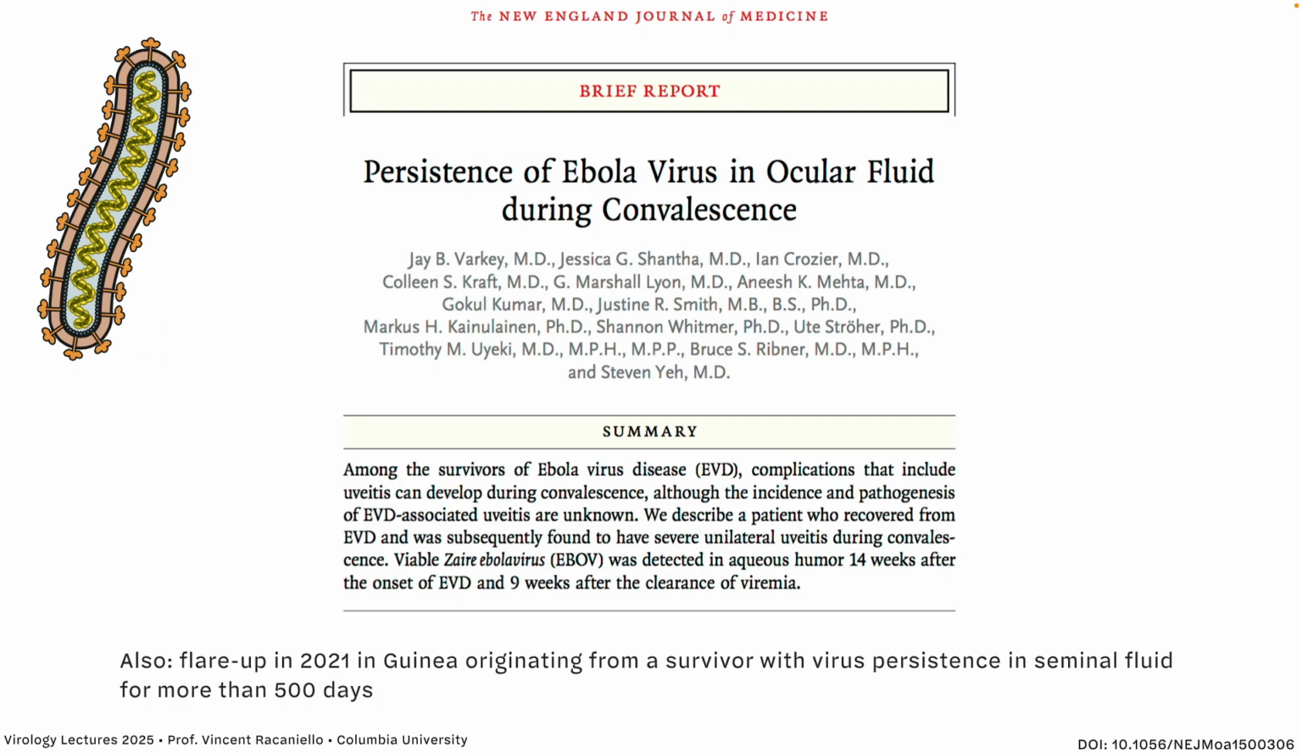Here's the patient, Ian Crozier. He was a doctor who went to West Africa to take care of patients. He got Ebola. When he came back to the US, they treated him, he survived. Then like 2 months later, one of his eyes changed color.